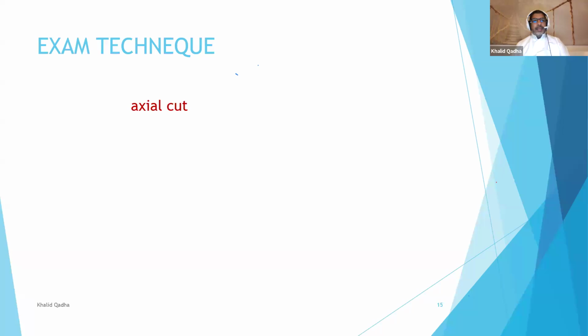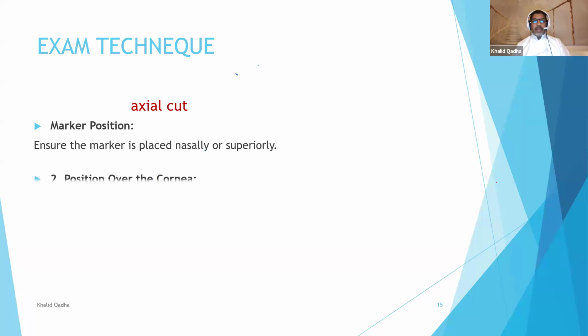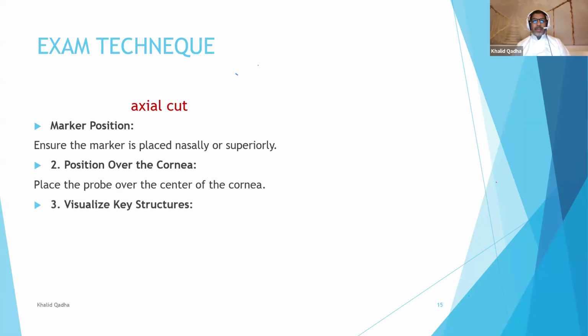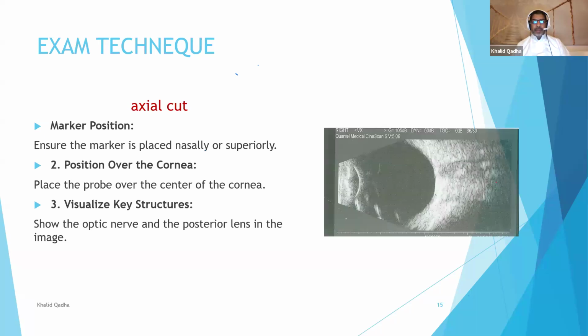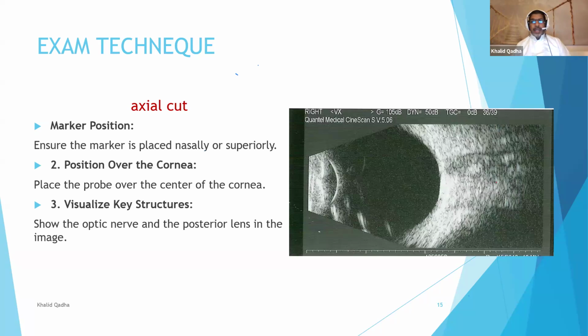We have the axial cut. So we position the marker on the center of the cornea. Most of the time we'll put the marker toward the nasal side. Place the probe over the center of the cornea, as I said earlier. Show the optic nerve and the posterior lens in the image. As we see here, the optic nerve, the optic disc, and the posterior part.